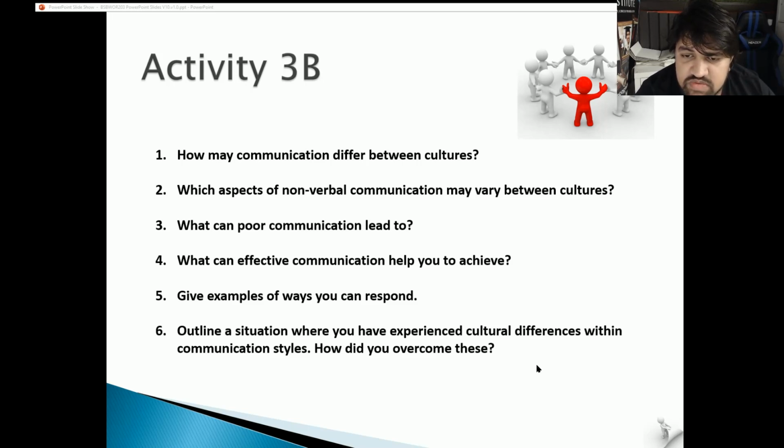Outline a situation where you have experienced cultural differences within communication styles. How did you overcome these? So many different cultures have a different way of communicating. In Australia, it doesn't matter if you are a male or female, older or younger. It doesn't really matter if you're non-gendered or identify as something other than male or female. Everybody has the same equal level of respect.